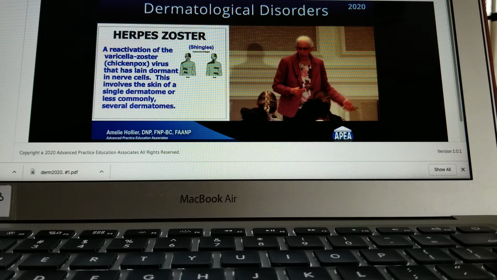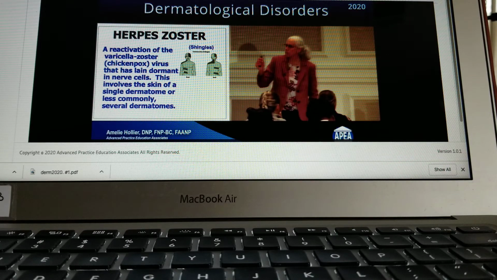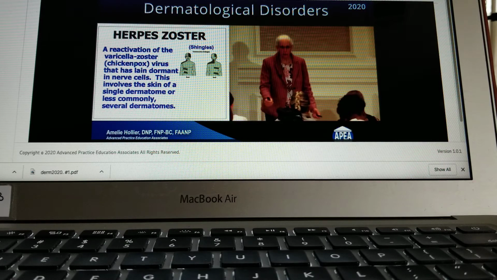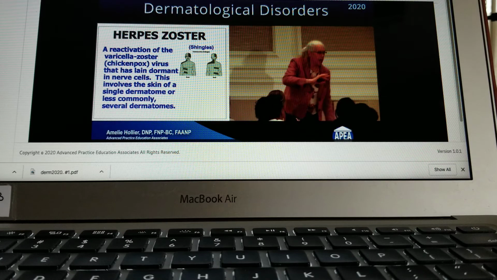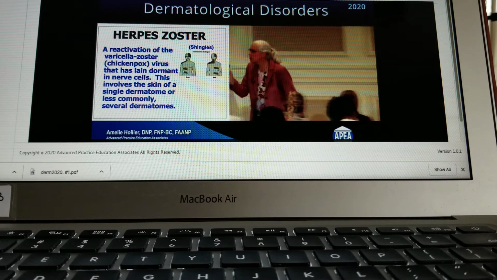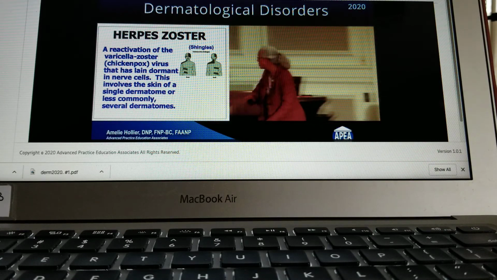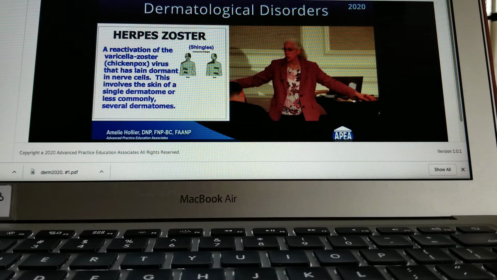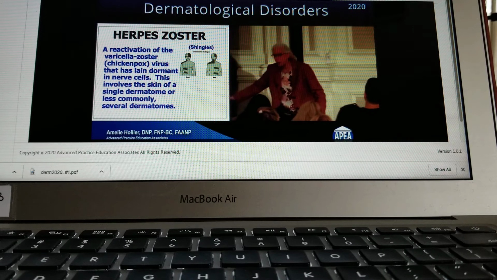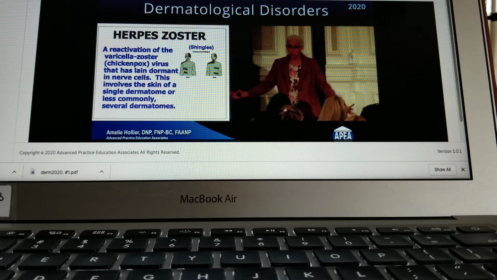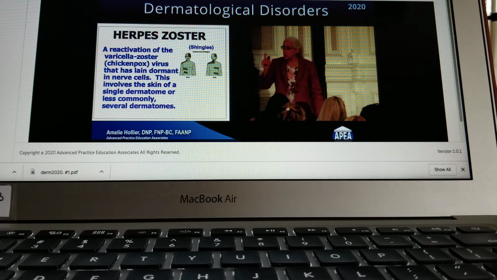And man, is it painful. The most important thing to remember about shingles is that it affects a single dermatome, not multiple. If multiple dermatomes are affected, something else is going on with that patient. Maybe they're immunocompromised. Maybe they're a diabetic who's out of control, but something else is going on. Shingles affects a single dermatome.